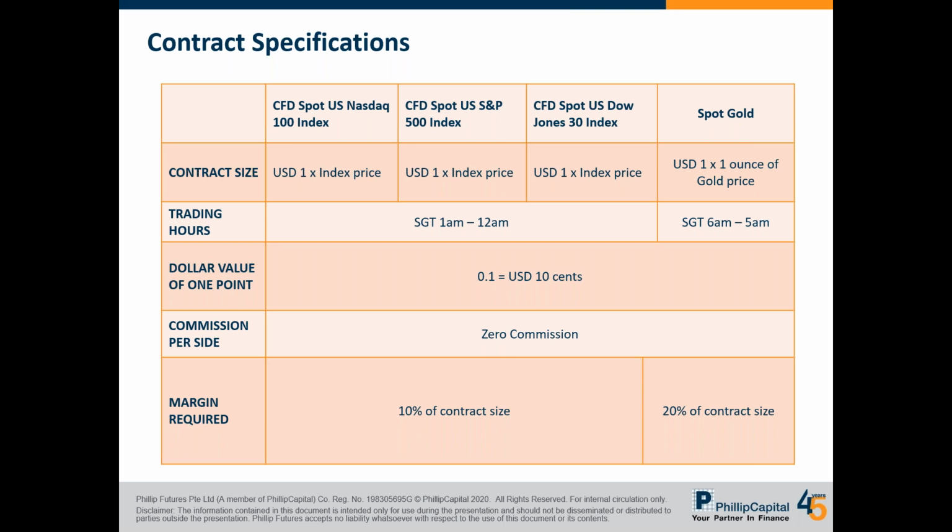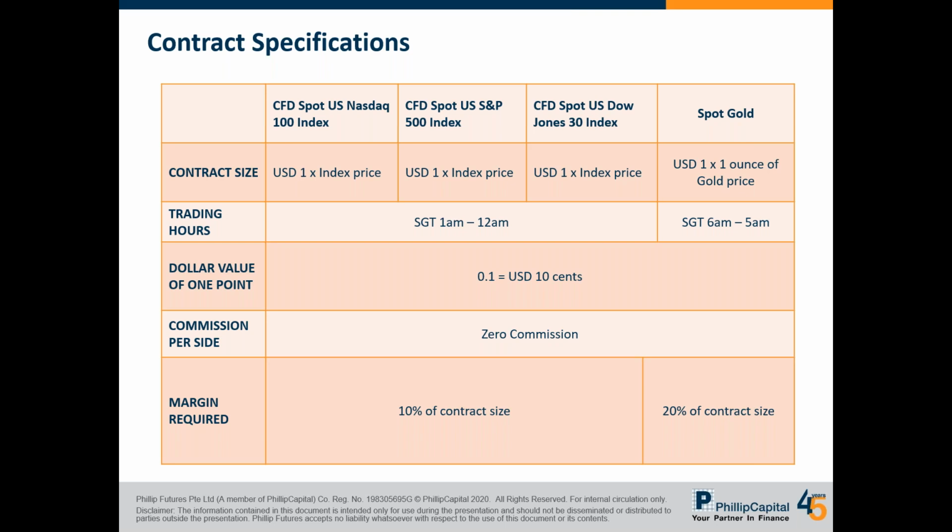When you trade, for example, a CFD Nasdaq contract, the contract size is USD $1 times the index price. If the index price is about 12,500, the full contract size is going to be USD 12,500. But of course, you don't pay the full contract size. We only require 10% of the contract value, which we call the margin required. So 10% will be about 1,250.